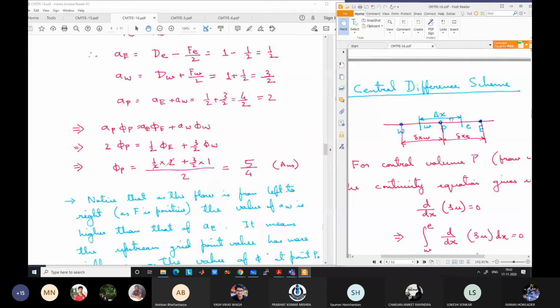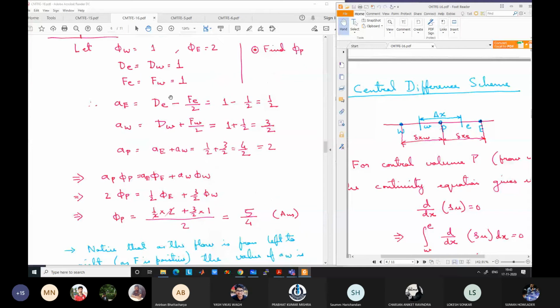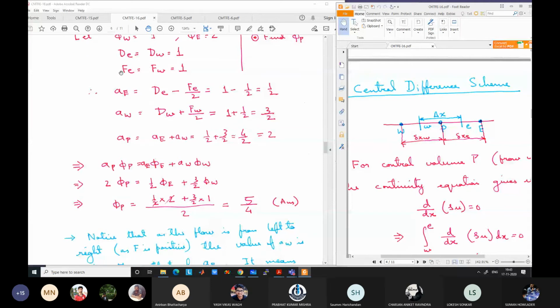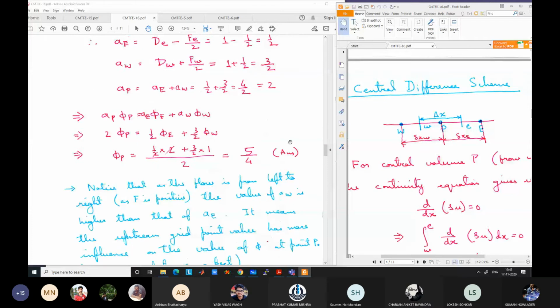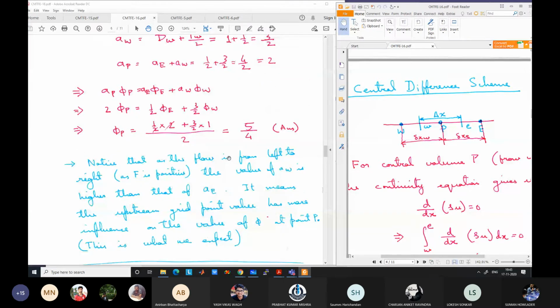Okay. In real life, it should not have significant influence. If the flow is larger, this information cannot pass back towards here. But here, because the flow velocity is small, how do we know flow velocity is small? I will discuss later. Okay. But you can say that in comparison to D, Fe is not very large. It is of the same order. So as a result, AW has a more stronger influence, but AE also has a certain influence, and phi P is between phi E and phi W. Okay. So this is what I have written here. It means that the upstream grid point value has more influence on the value of phi at point P, and this is what we expect also.